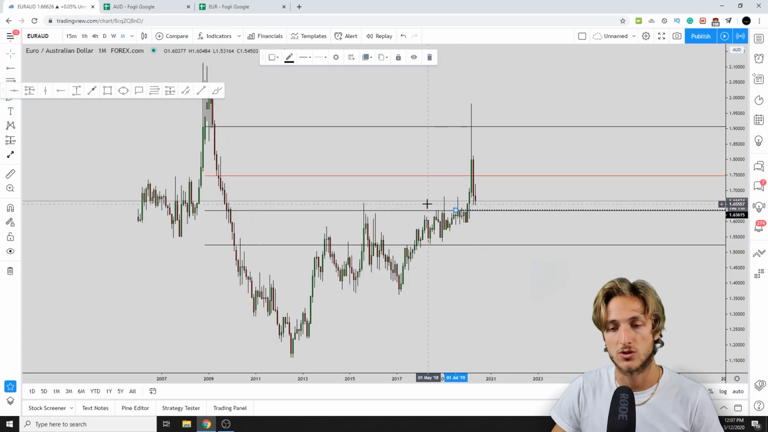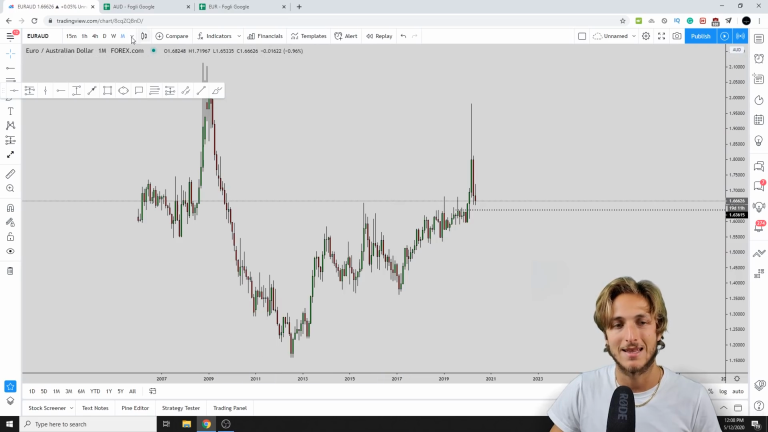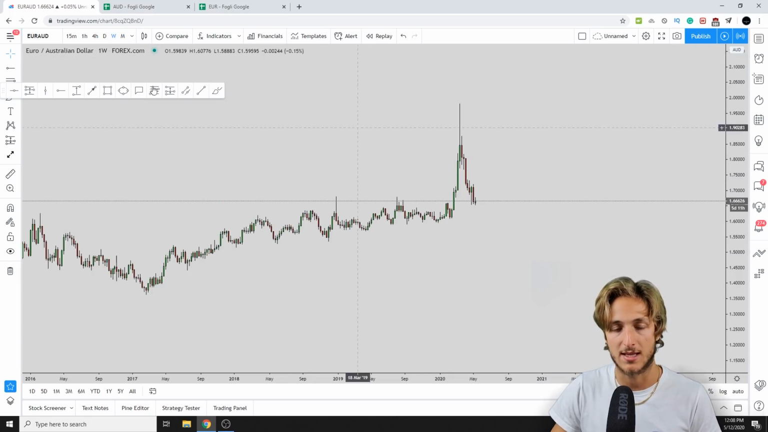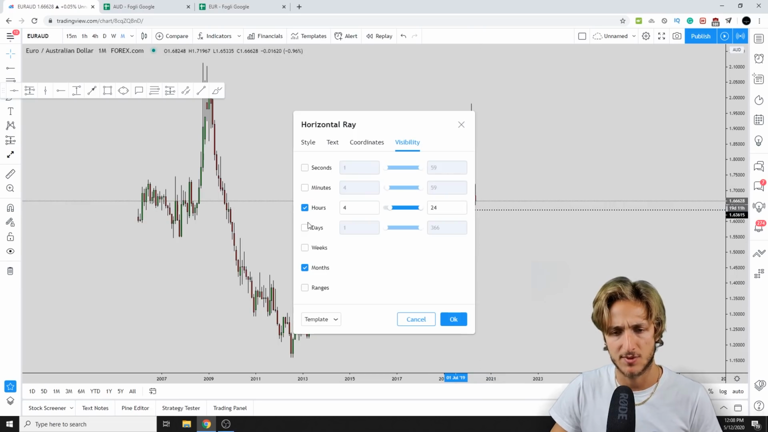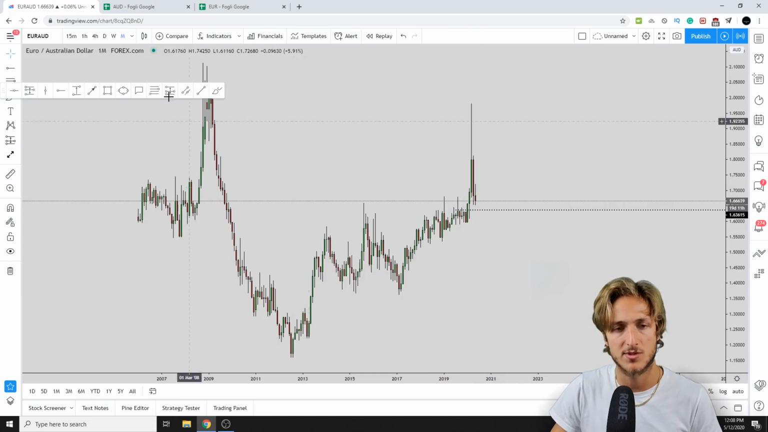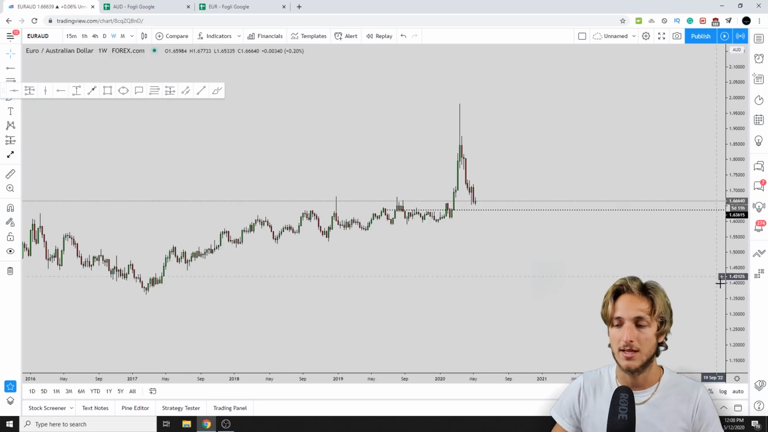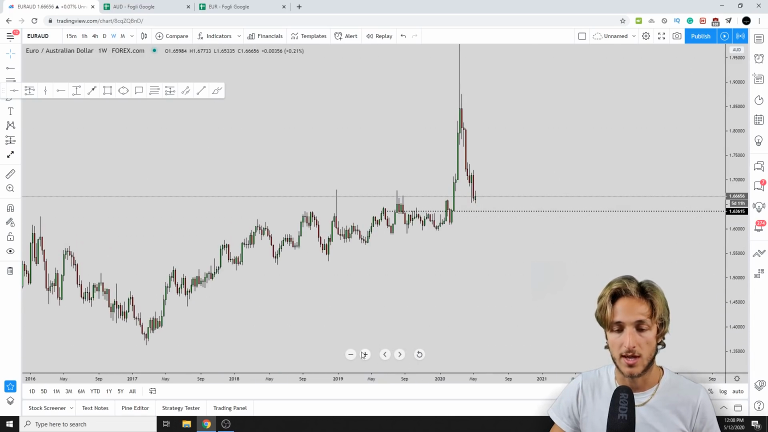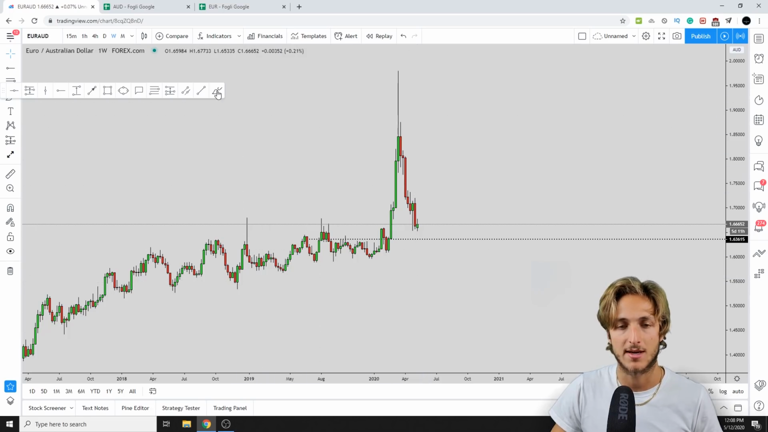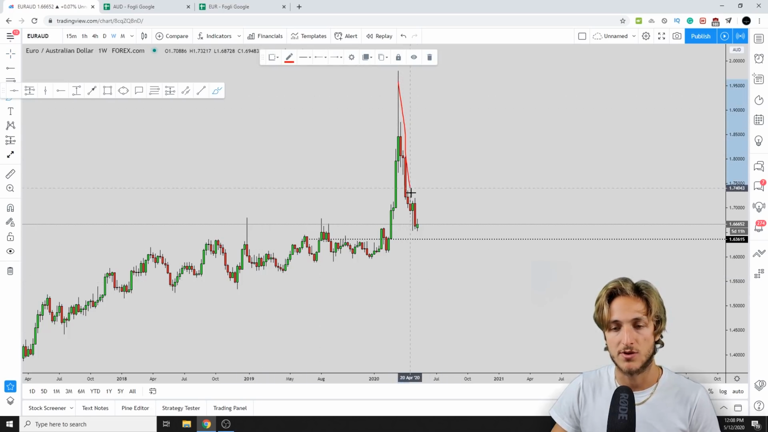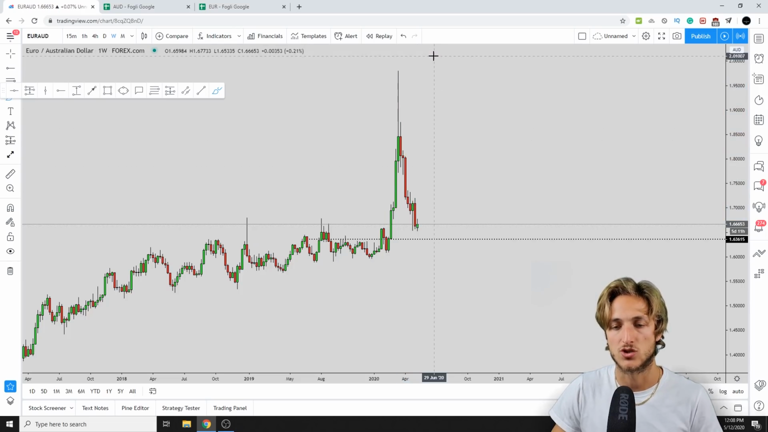Let's put a horizontal ray on it just to mark it up, keep charts clean, and let's go down from a weekly perspective to see what kind of situation we have. Let me make this visible on all time frames. Perfect. Let's go down on the weekly and see what kind of situation we have. Now on the weekly time frame, what we can see is that the market basically created this very nice move to the downside, going to retest which level?